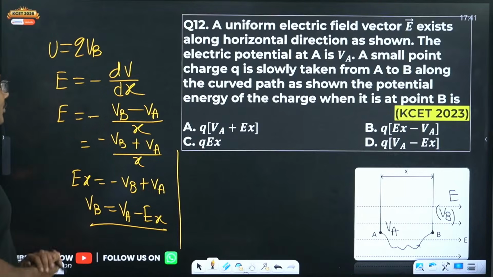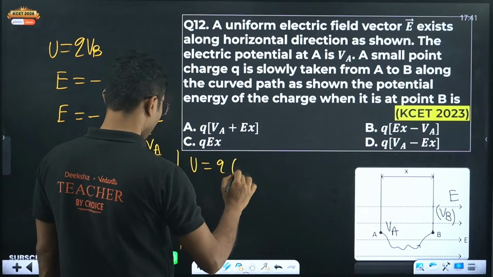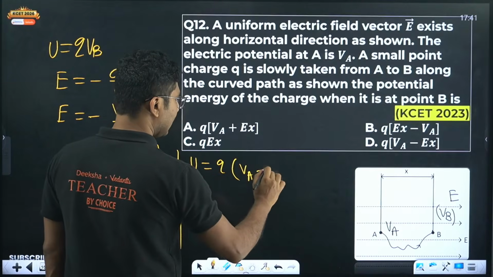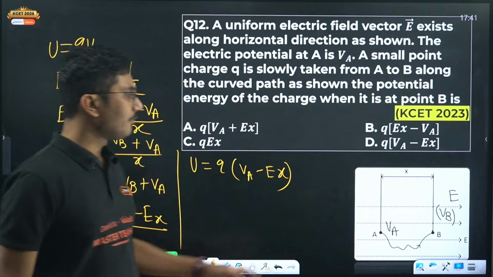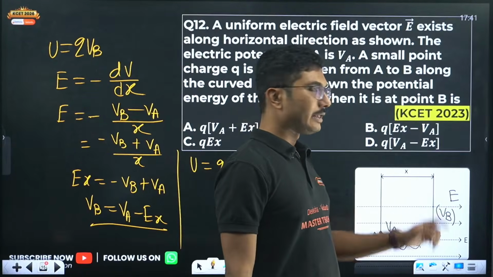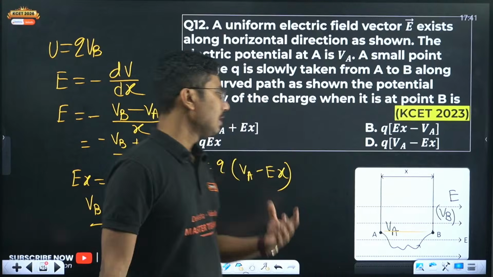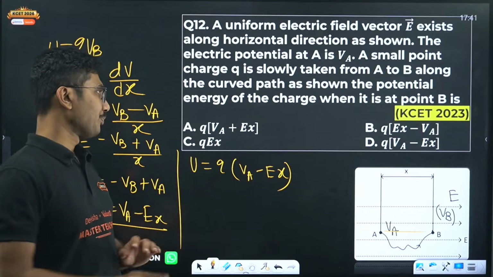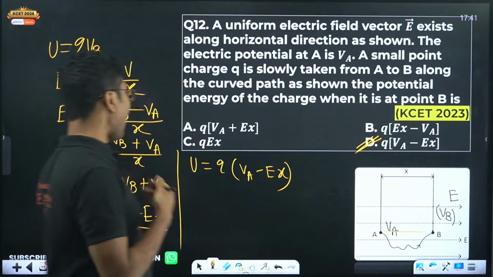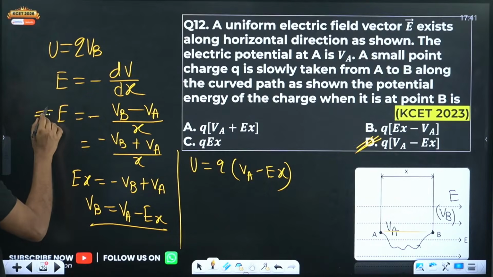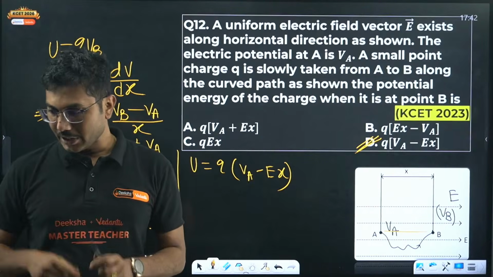Next, use the potential energy formula. So potential energy is Q into VA minus EX. Obviously the electrostatic field is a conservative field. It does not matter whether you take this path, any other path, or the straight line path; this potential energy will always be the same. So it will be Q into VA minus EX. If you have confusion, always go back to the fundamental equation, and obviously the negative sign is very important over here as well.